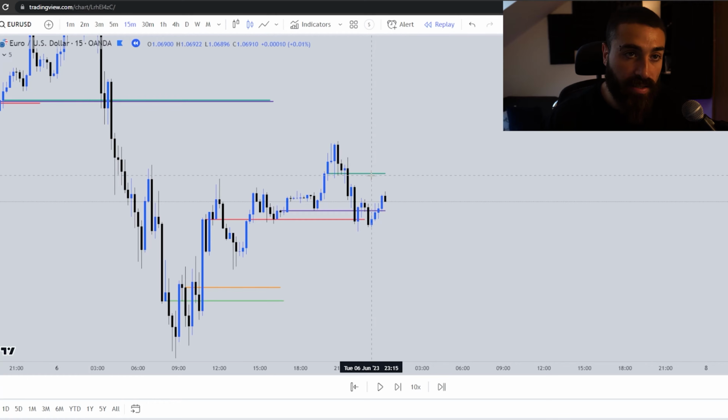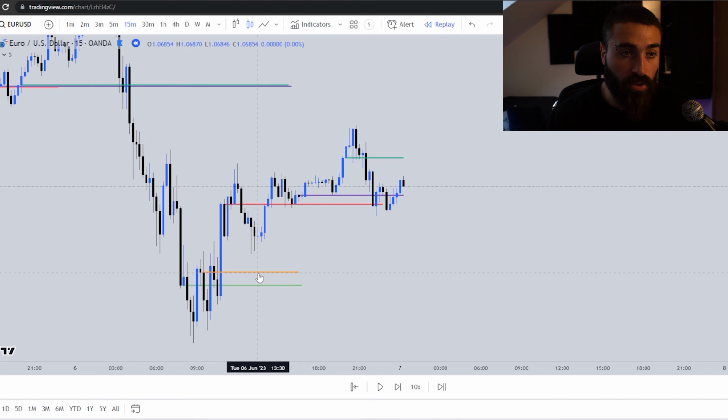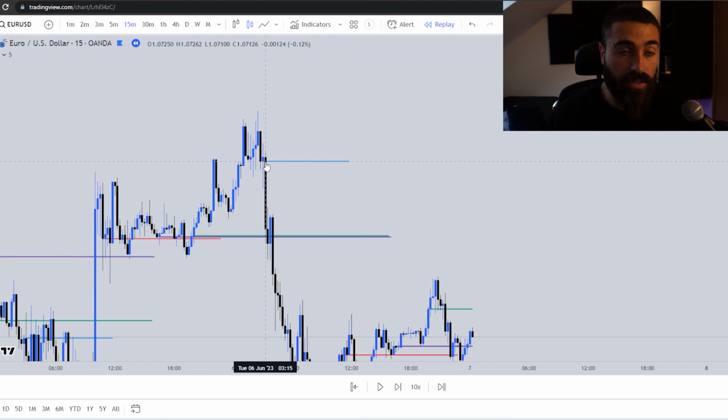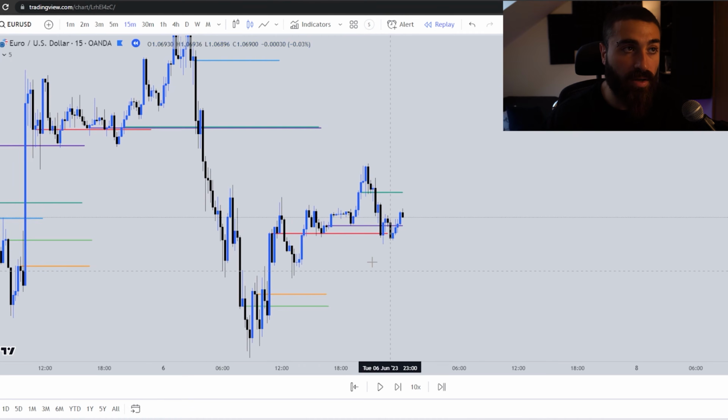So first thing I want to do is identify for you guys what each line represents. This green line right here is Asia open. This is New York close. This red one is London close. The orange one is New York Stock Exchange, and the green one is New York, and we have the blue one, which is London open. So for now, of course, you don't need to know them by heart.